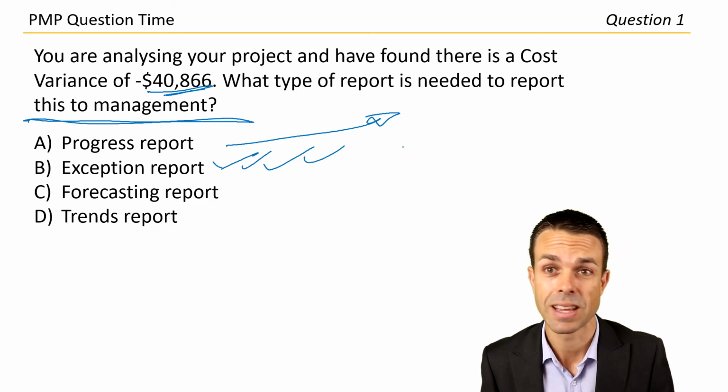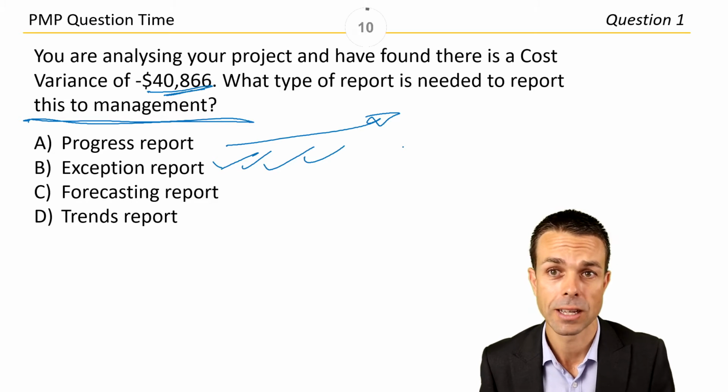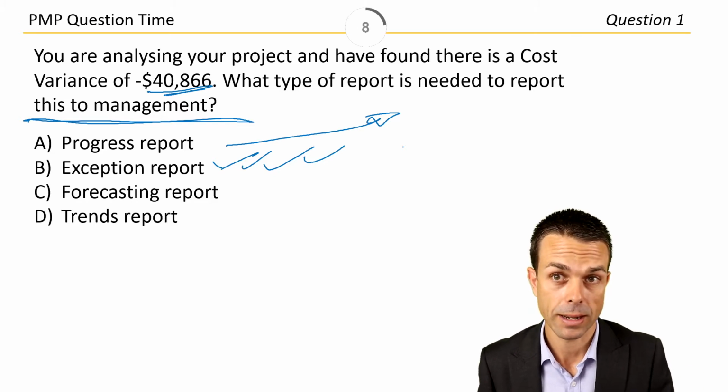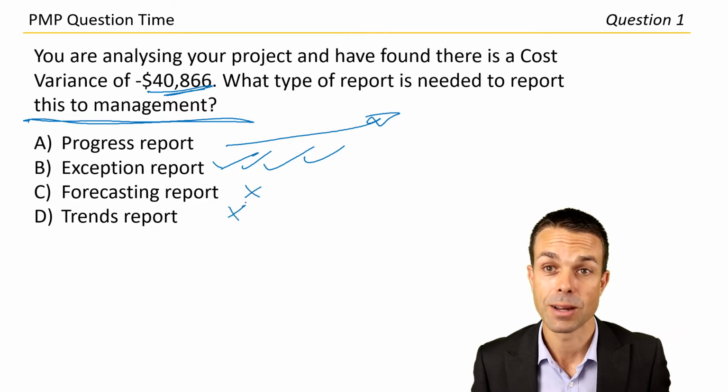It's an exception. We might need to take this to a change control board or make a change request based on this to potentially, who knows, get more money or that sort of thing. Forecasting report. No, not a forecasting report for this, not a trends report. Let's go with letter B.